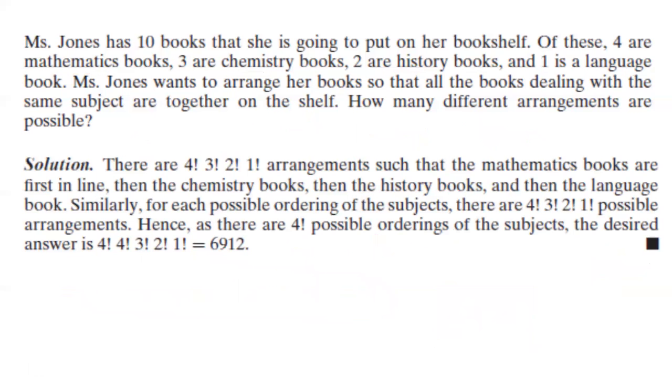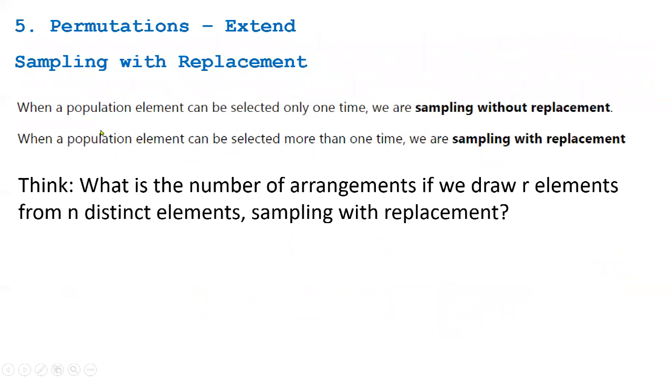All right, let's see the next piece of knowledge. In today's lesson, we're gonna discuss permutations with sampling with replacement. So when a population element can be selected only one time, we're using sampling without replacement. When a population element can be selected more than one time, we are sampling with replacement.